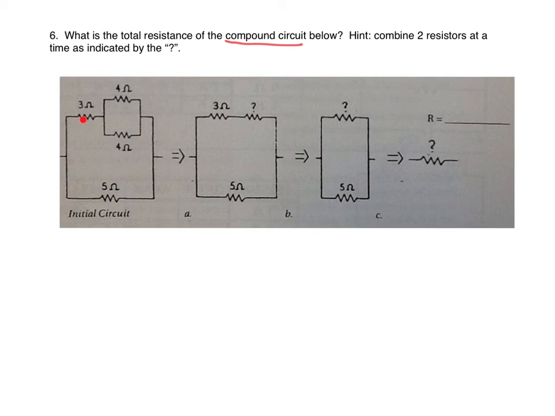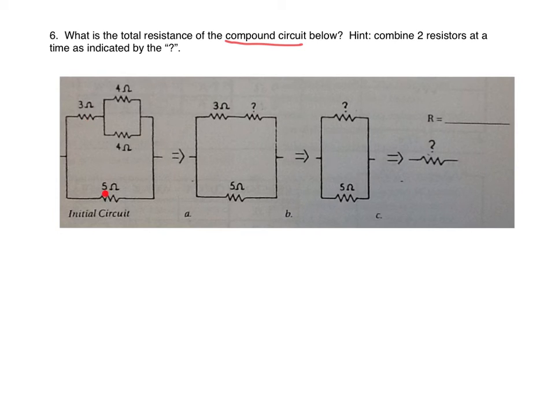So we want to combine all 4 of these into one resistor, which would be the equivalent resistance of all these in this arrangement. All right. So the hint is to combine 2 resistors at a time. If we look here at this first one, we can see that we have a 3, 4, 4, and a 5. And by inspection, 4 and 4 look like they're in parallel, right? So those are going to be the first ones we'll combine.